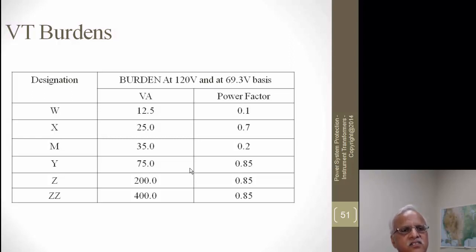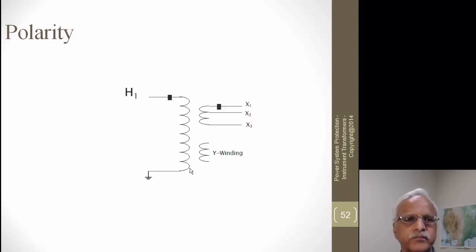And the designations of voltage transformers are W to ZZ, and these are based on the burden, that is voltage times the current on the secondary side, which is 12.5 to 400 VA. Okay, and you also have 1000 VA available now.